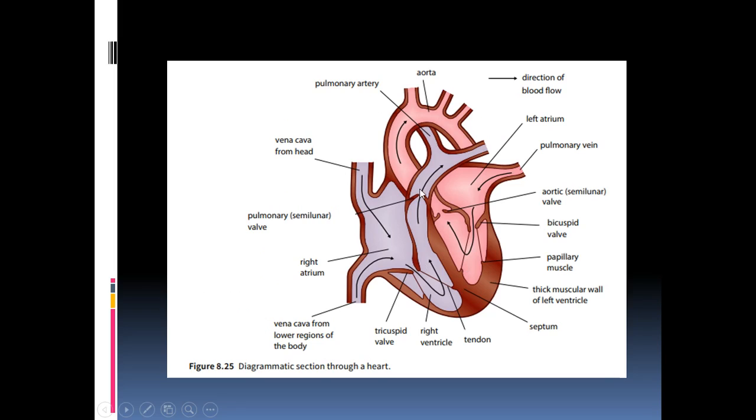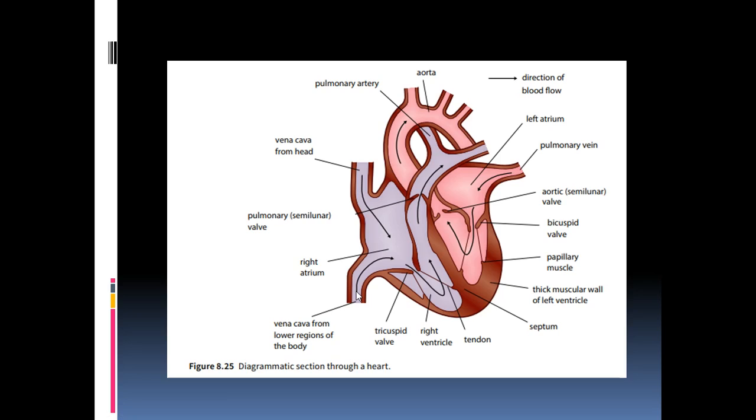This is the cross section of the heart. It gives you a better idea on how blood flows into the heart and out of the heart. You must have already known by now that blood is returned to the heart through vena cava. We have superior vena cava and inferior vena cava. Superior vena cava comes from the top part of the body, while inferior vena cava is the vein that comes from the bottom part of the body.